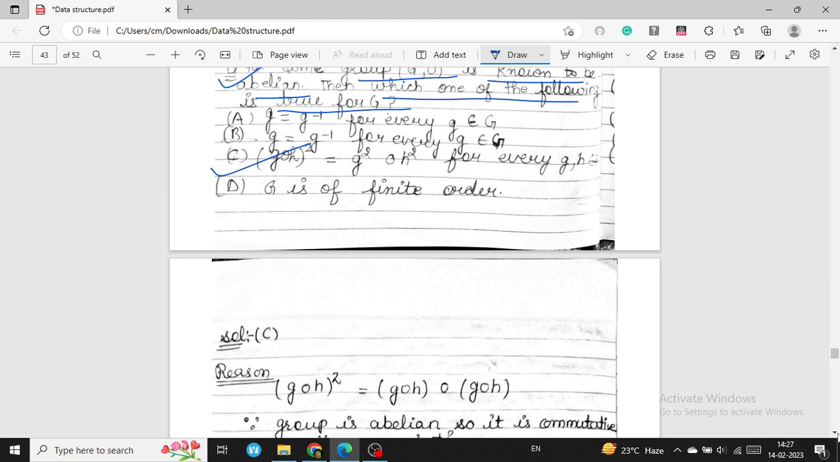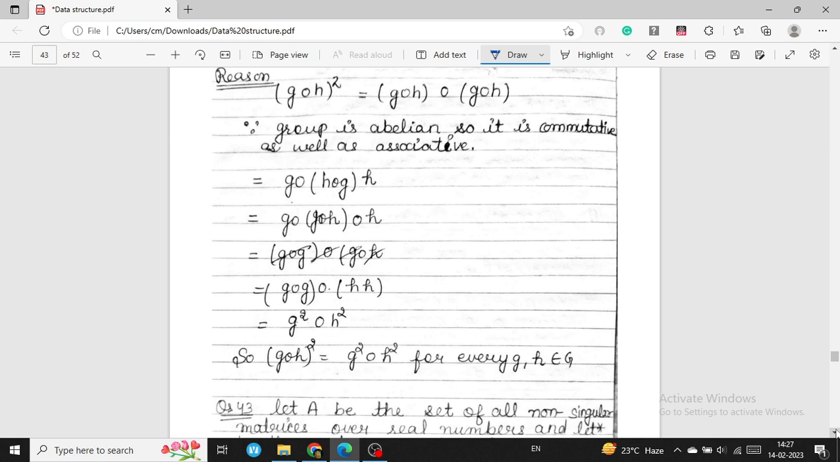This is the answer. How? G is equal to G inverse for every G belonging to R. G of H, (G o H) whole square is equal to G square o H square for every G, H, and G is a finite group.